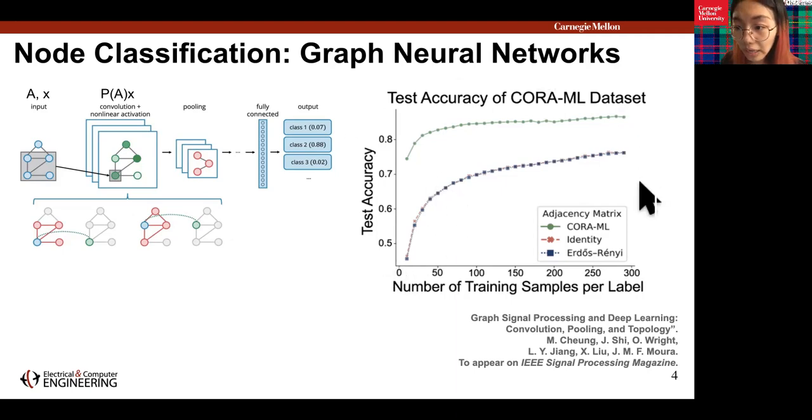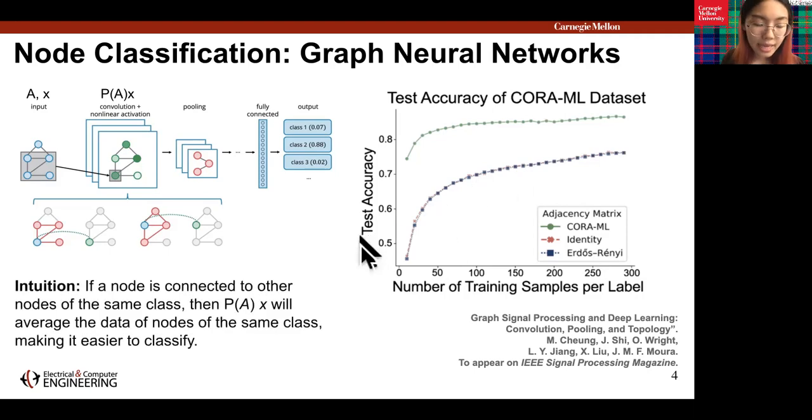For example, in this graph, we see the Cora ML dataset with the original adjacency matrix is a relatively easy node classification problem, whereas the Cora ML dataset with the identity matrix or the random Erdos-Renyi graph is a relatively difficult node classification problem. To answer this question, our intuition is that if a node is connected to other nodes of the same class, then P of AX will average the data of nodes of the same class, and thus it will make it easier to classify.